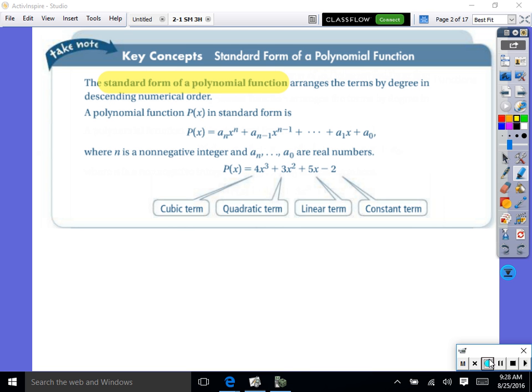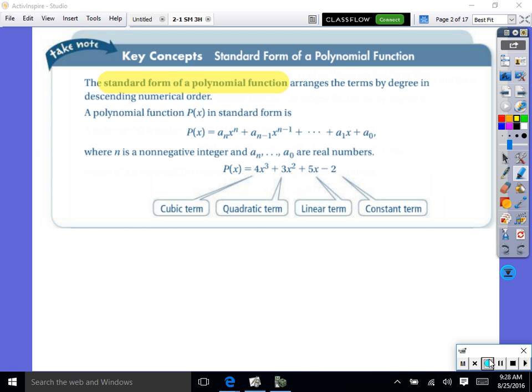So, for example, 4x cubed plus 3x squared plus 5x minus 2 is in standard form, highest degree to lowest degree. The 4x cubed part is the cubic term, 3x squared is the quadratic term, 5x is the linear term, and then -2 is the constant term. We all know what standard form is, right?